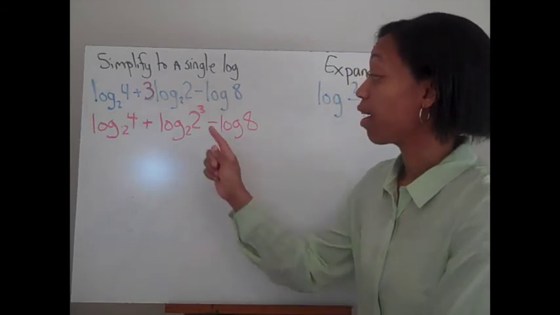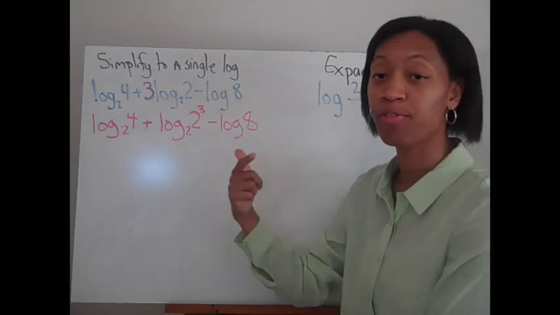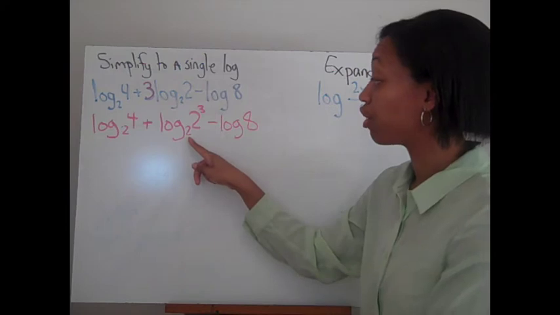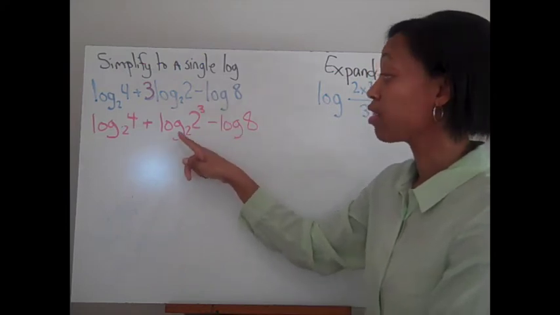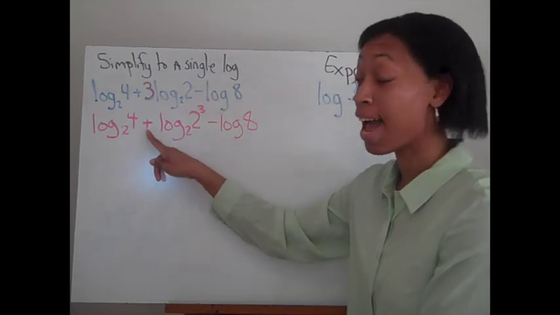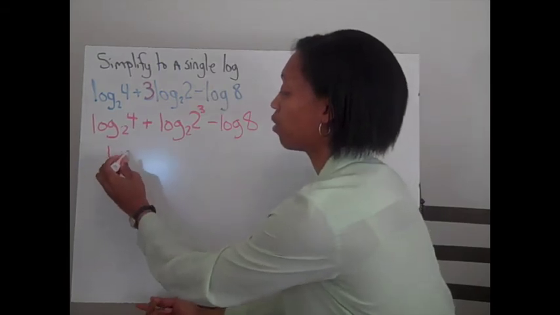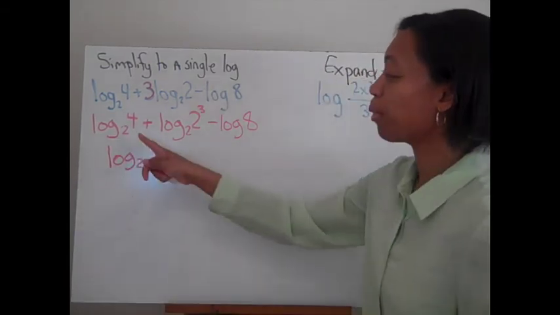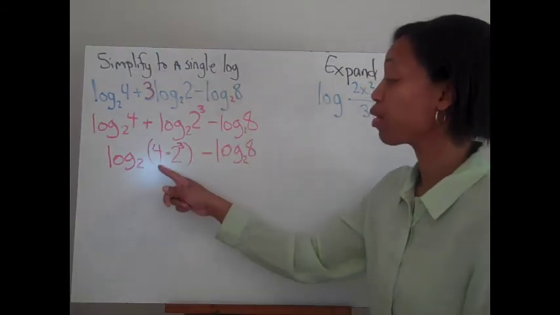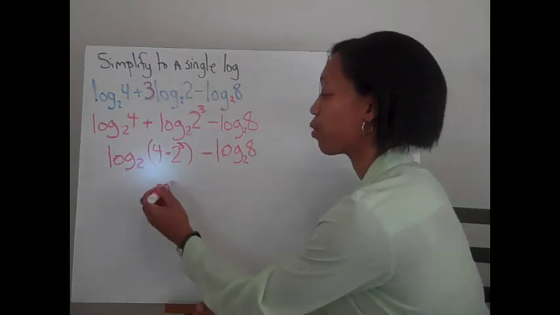Alright, now I have addition here first. So I'm just moving from left to right now as I solve. I have a log 4 plus a log 2 to the 3. They have the same base of 2, so I can use this: adding is going to turn to multiplying. So I'm going to put these together to be one log base 2. And I'm going to multiply the 4 times the 2 to the 3. Okay, well, 4 times 2 to the 3. 2 to the 3 is 8. 4 times 8 is 32.